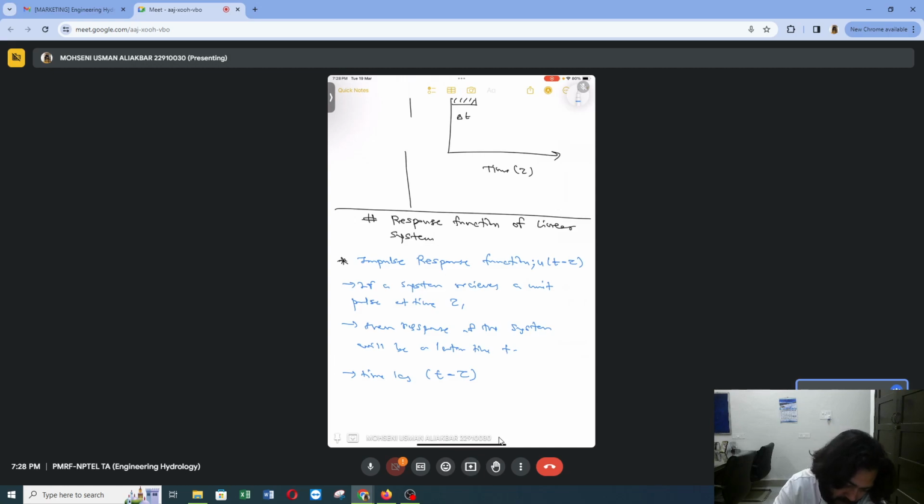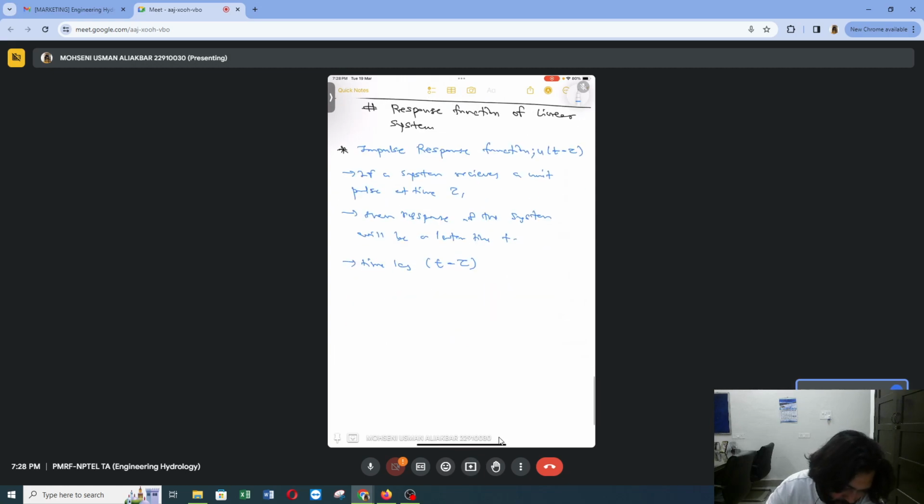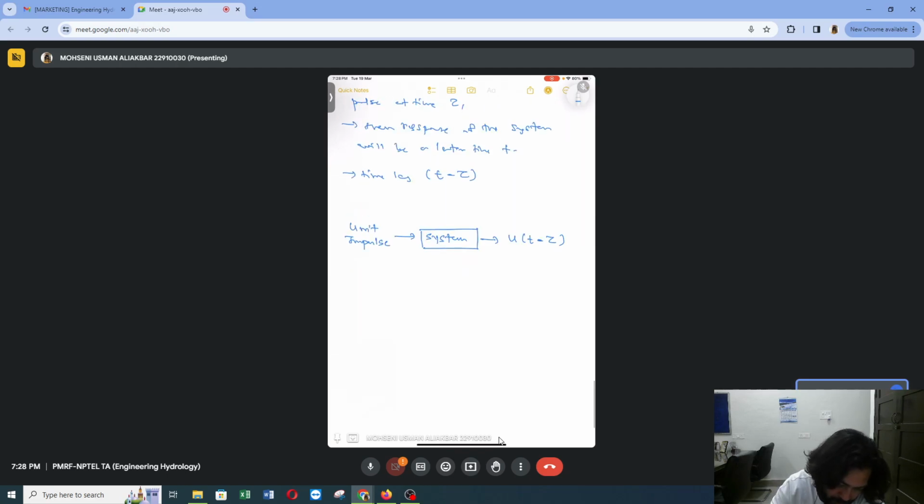So if we want to understand this, we can understand this by a representation also. We have an input which is unit impulse, right? So unit impulse is the input, then the operator is the system, and the output is nothing but u times of t minus tau, right? We can also look at this graphically.